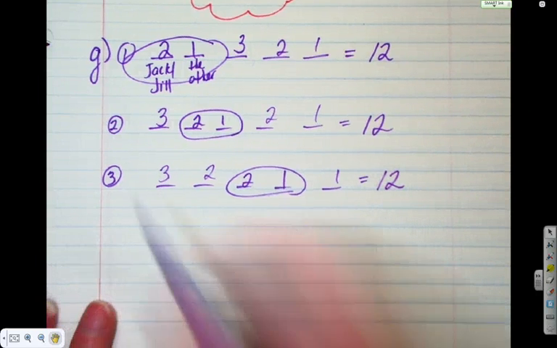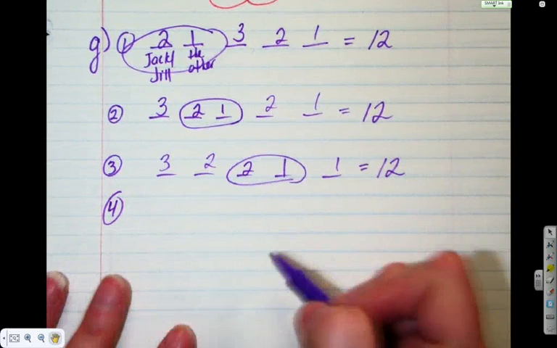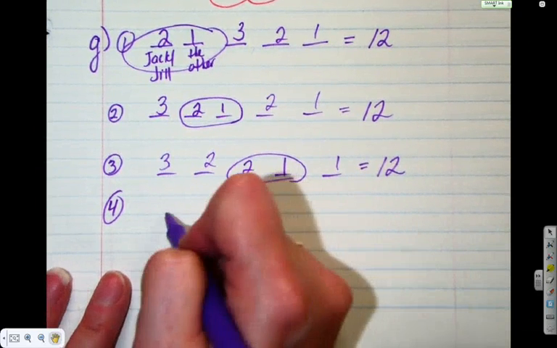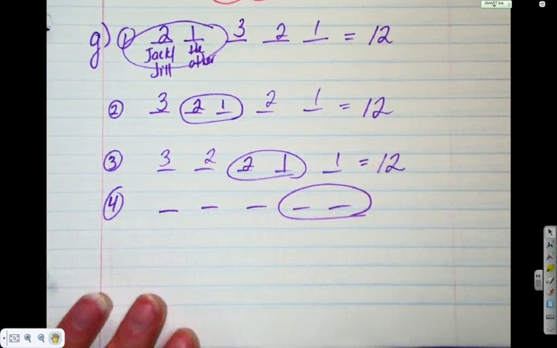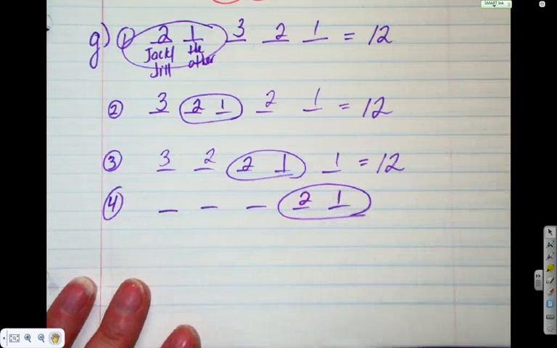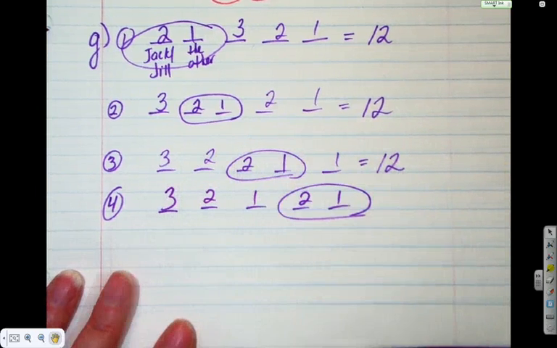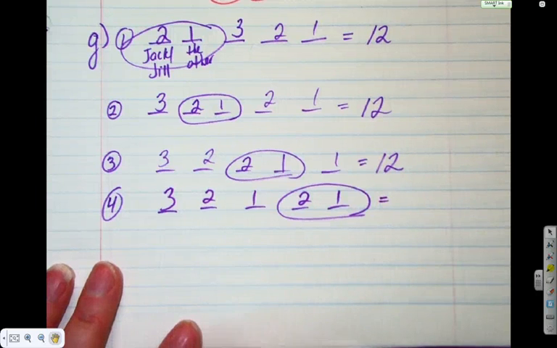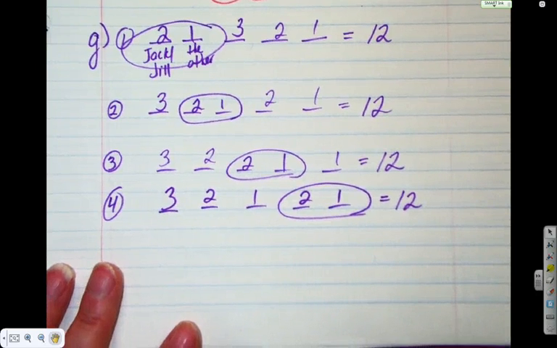Oh, but wait, there's a fourth case. Oh, love seating plans, love it. What's the fourth case? So inside the bubble, we're going to get a 2, 1. First 3 seats, don't care, 3, 2, 1. Do you do this during seat lines? Sometimes, just for fun.